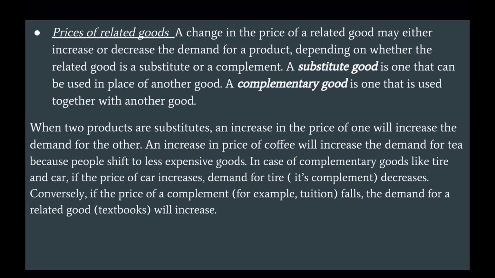In the case of complementary goods like tires and cars, if the price of the car increases, demand for tires, its complement, decreases. Conversely, if the price of a complement, for example tuition, falls, the demand for the related good, textbooks, will increase.